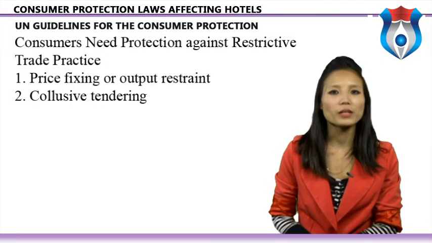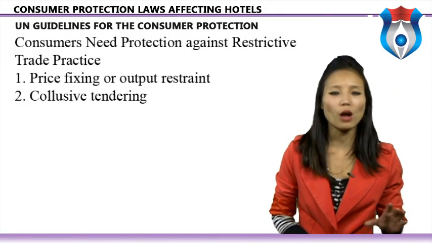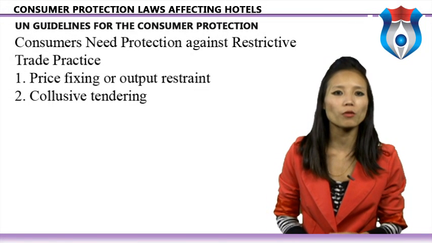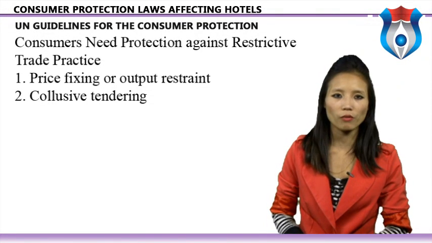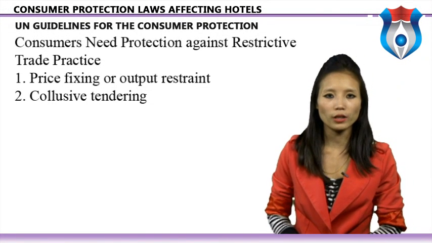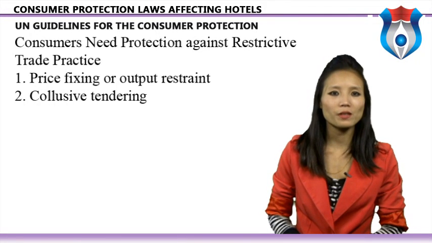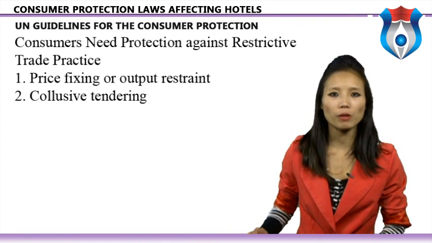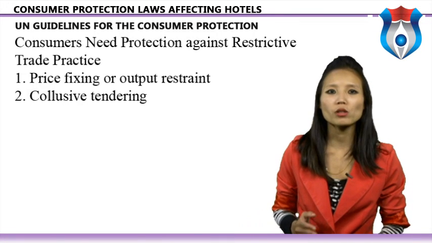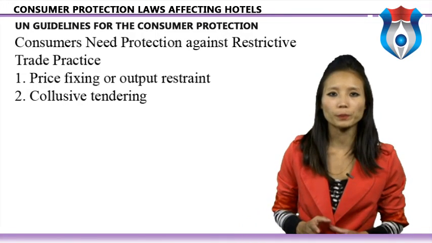Consumers need protection against restrictive trade practice, price fixing or output restraint, delivery or flow of supplies to impose unjustified cost or restriction on consumers, collusive tendering, and market fixing territorially among competing suppliers, depriving consumers of free choice and fair competition.